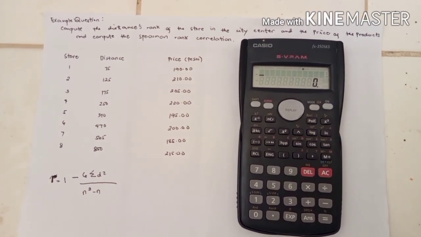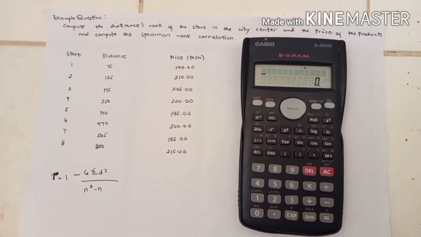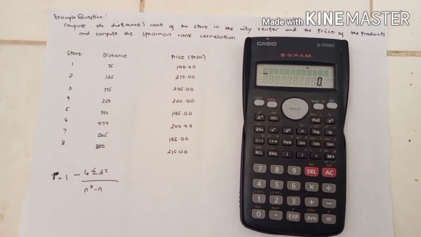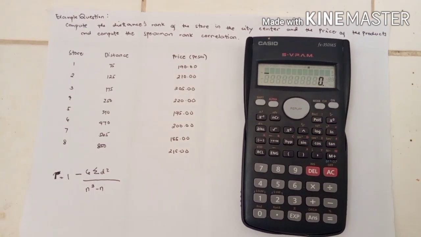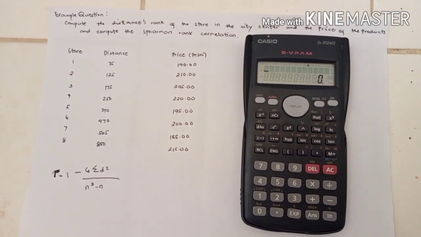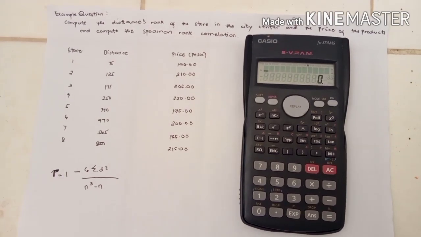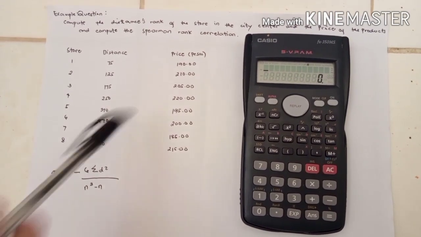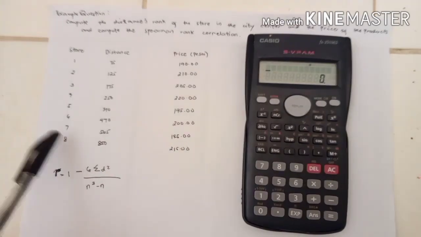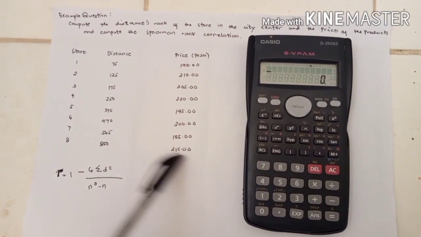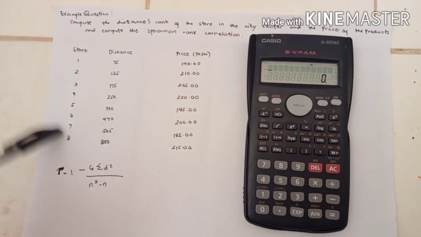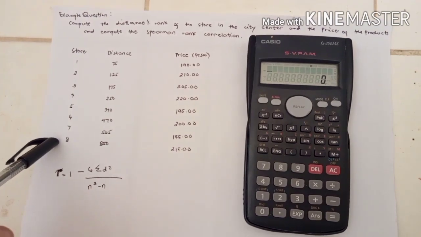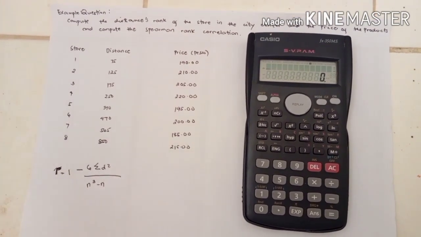Compute the distance rank of the store in the city center and the price of the products, and compute the Spearman rank correlation. But before we start, we need to take a look at our sample data, which consists of 3 columns: the store, the distance, and the price. The store column consists of 8 stores.